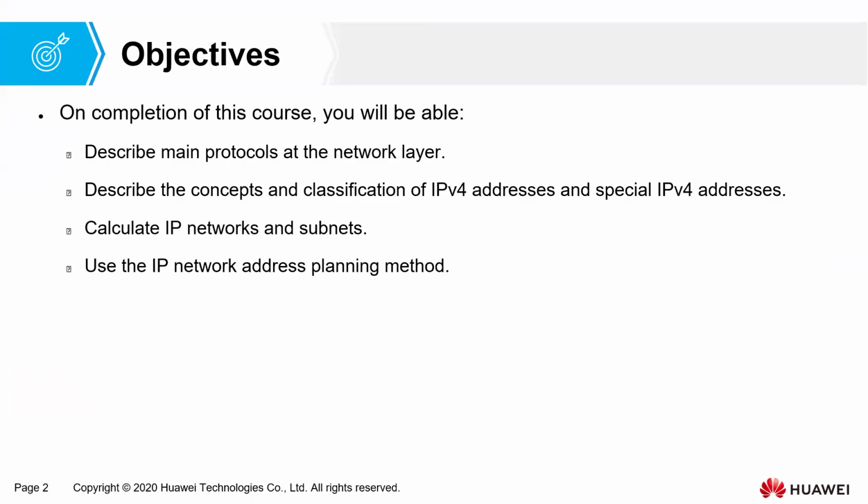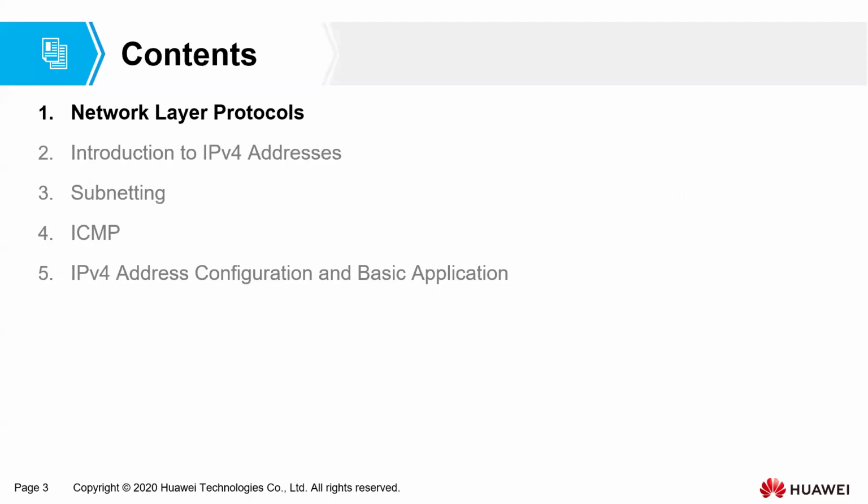I'll skip the forward objectives: to describe the main protocols at the network layer, the concepts, classification of IP addresses, and special addresses, calculate IP networks and subnets, and use the IP network addressing address planning methods. So basically here we discuss the main type of protocols that we have. We introduce IP version 4, probably version 6 as well. Then we do a little bit of subnetting, and basically that will be it.